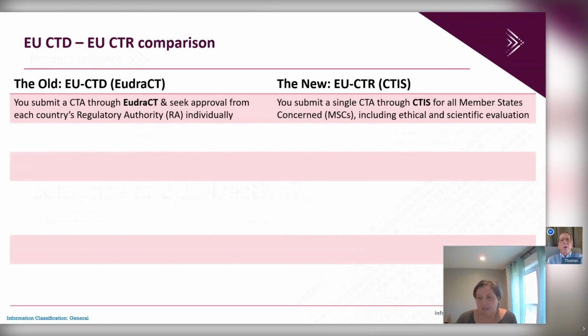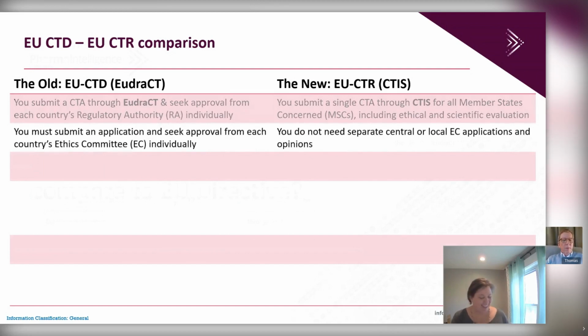So when we think about what we all know fairly well, what we're deeply experienced with on the UDRA-CT system under the clinical trial directive, you submitted a clinical trial application through the UDRA-CT system and sought approval through each country's regulatory authority individually. So you would have multiple CTAs being submitted and processed. The new CTIS system under the EU clinical trial regulations, on the other hand, you submit a single CTA through the CTIS for all member states concerned, which includes the ethical and scientific evaluation. So all of that's done through this central procedure.